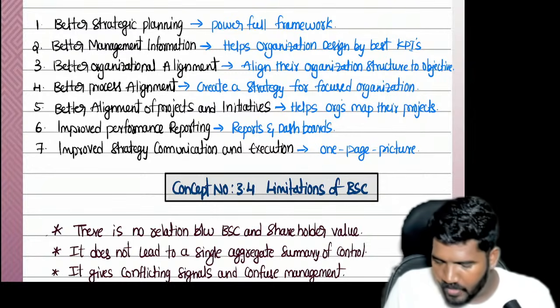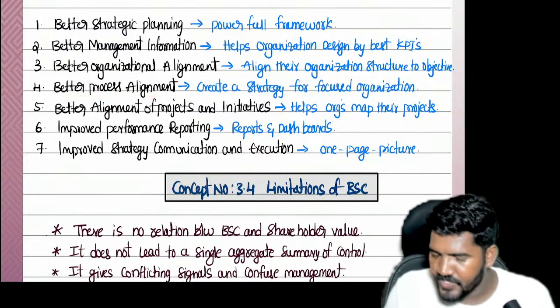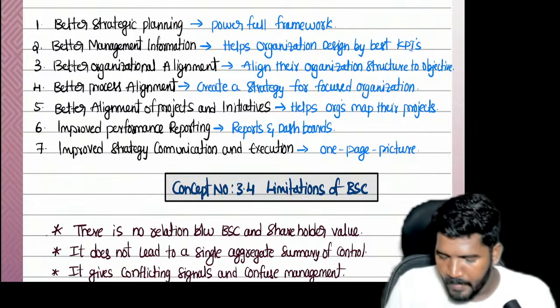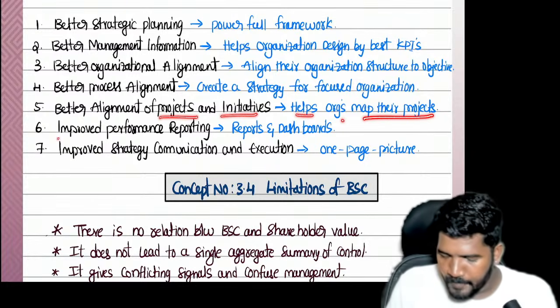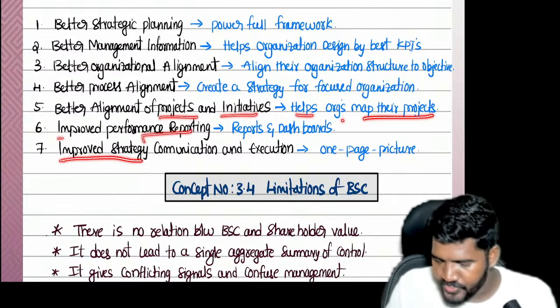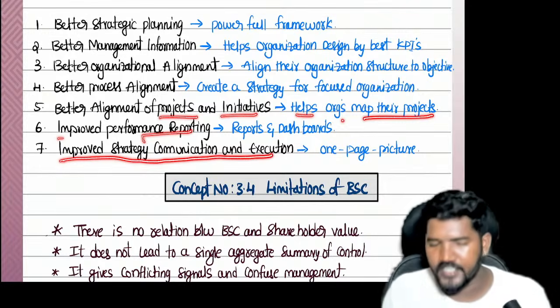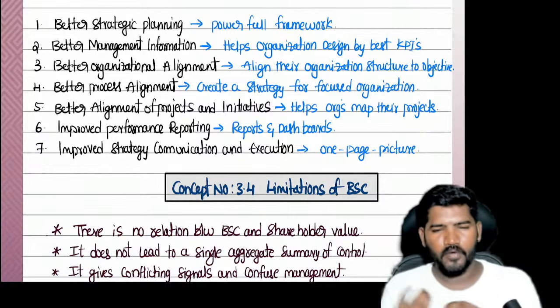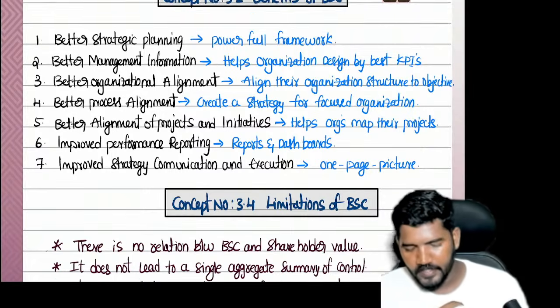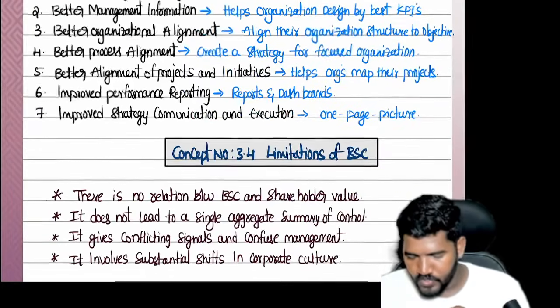Next, better process alignment. Create a strategy-focused organization. Better alignment for projects and initiatives. It helps the organization map their projects. Improved performance reporting, improved strategy communication and execution. Simply a one page picture for all perspectives point of view. These are the benefits we have, guys. So very, very important.